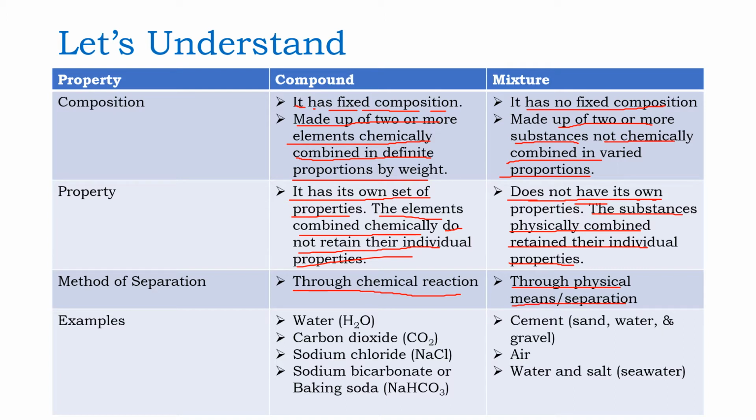So what are the examples of compounds? So we have water. Bakit compound si water? Si water is a combination of hydrogen and oxygen, dalawang element. So, compound. Carbon dioxide, we have sodium chloride and baking soda. While mixture, what are the examples of mixture? We have cement, a combination of sand, water, and gravel. And air is also a mixture. Water and salt. So, water is a compound, salt is another compound. So, that is a salt solution or also known as seawater.